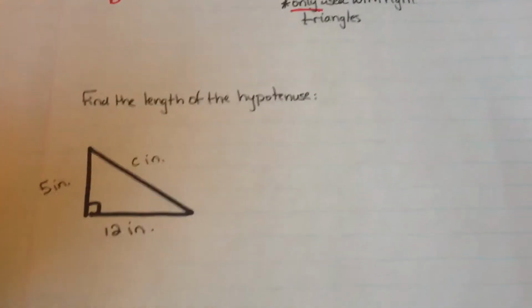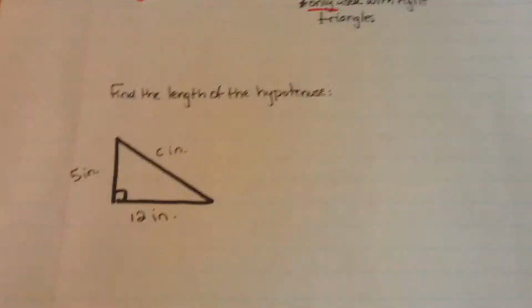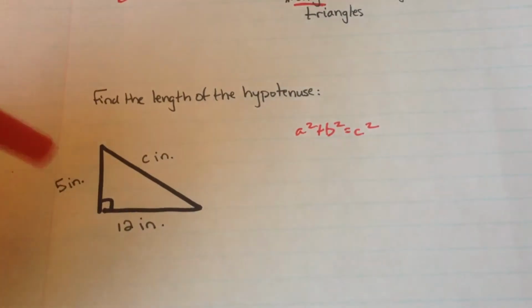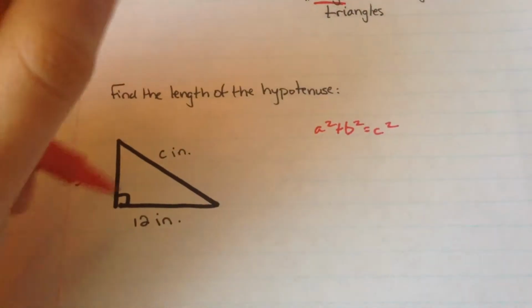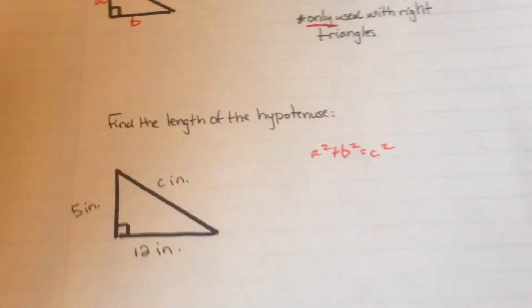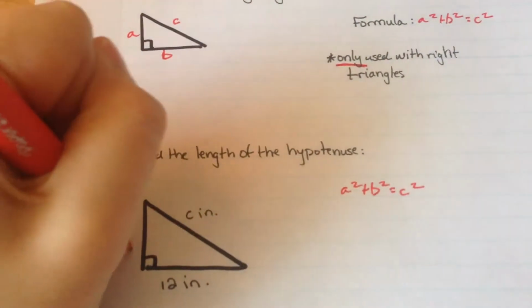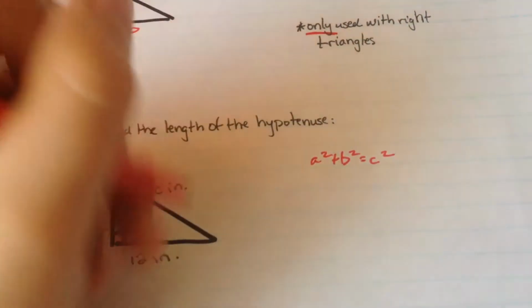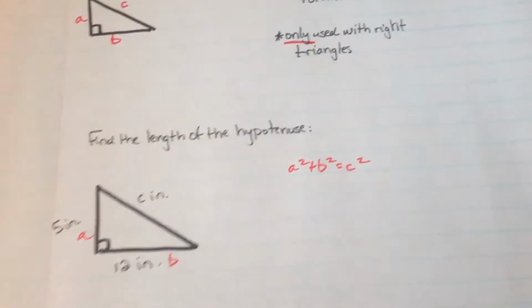So the first problem we're going to do is to find the length of the hypotenuse. So I'm just going to write that in the problem so we remember what it is. Okay, and then we want to label the different lengths like we did up here. So this is A, and we already have C labeled because we don't know what it is yet. So that means this must be B.